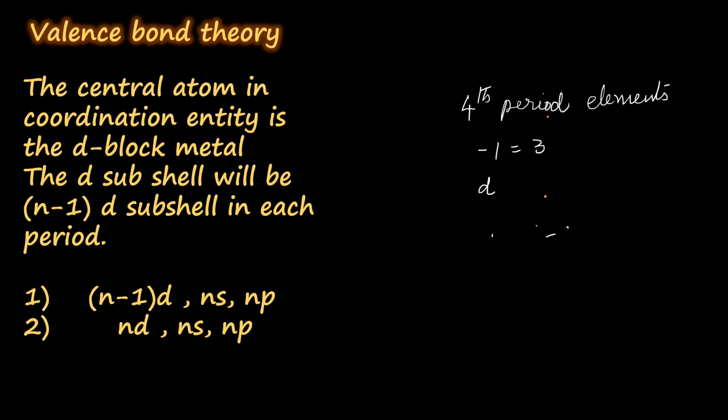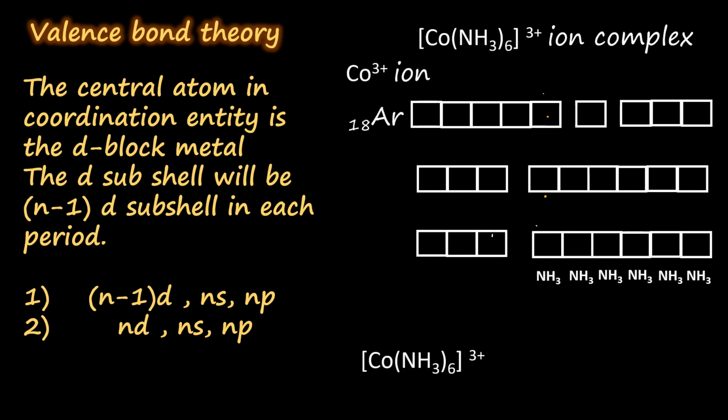Let us take one example in order to understand this. I will explain step by step. Take the example of the hexaammine cobalt 3 plus ion complex. Cobalt is the central atom. Though it has a charge of 3 plus, its atomic number does not change. It is 27. It has 3 electrons less. Atomic number is on the basis of the number of protons. It doesn't change. I will explain the orbital picture of the cobalt 3 plus ion before and after hybridization.